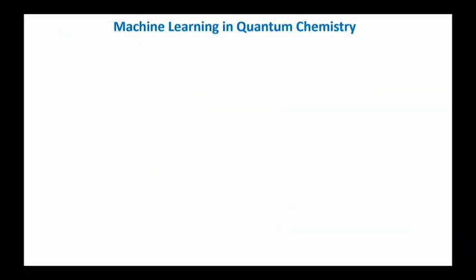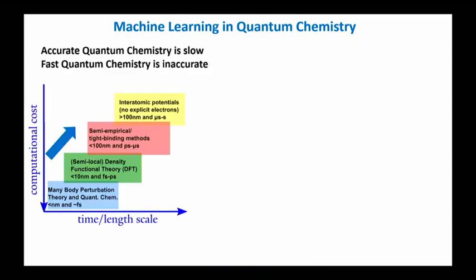So what is the role of machine learning in quantum chemistry? I would argue, if you want to extremely simplify things, you could argue there are two big problems in quantum chemistry. The one big problem, and I heavily simplify to the point that is wrong, is if you do accurate quantum chemistry, it's typically very slow, and if you do fast quantum chemistry, it's typically very inaccurate.